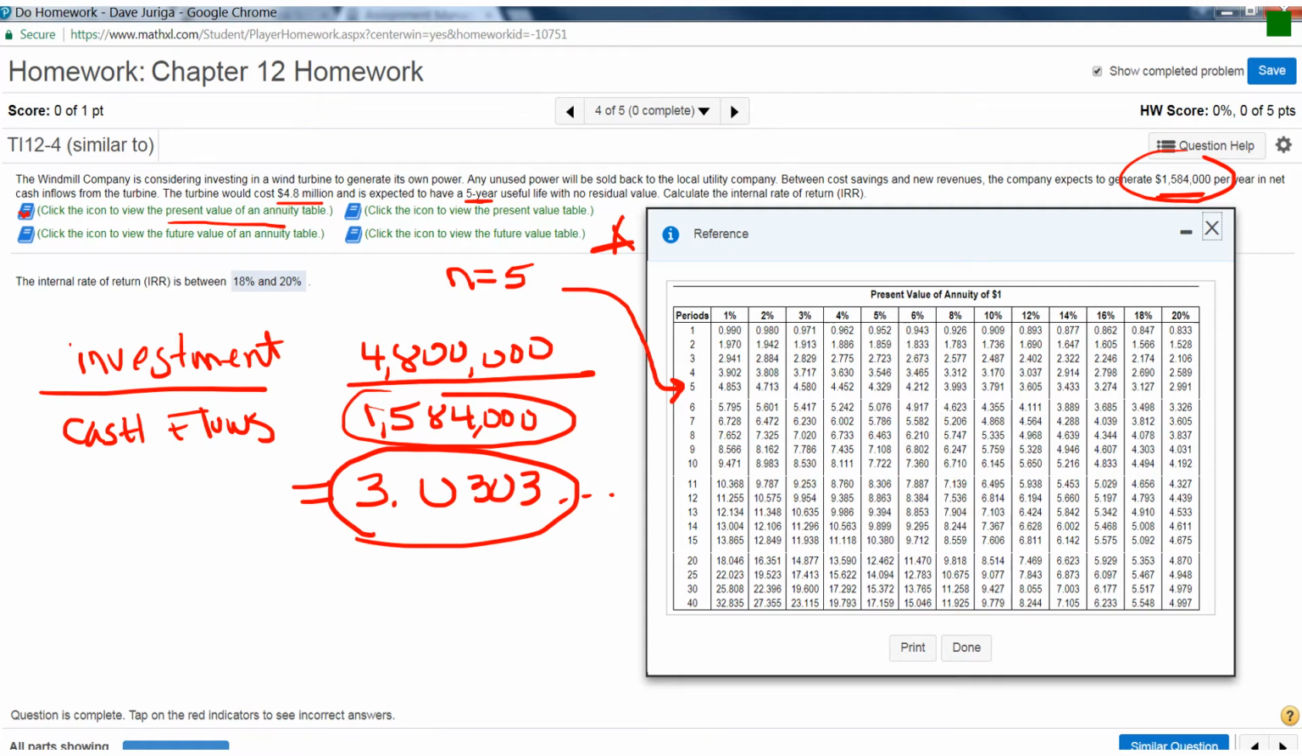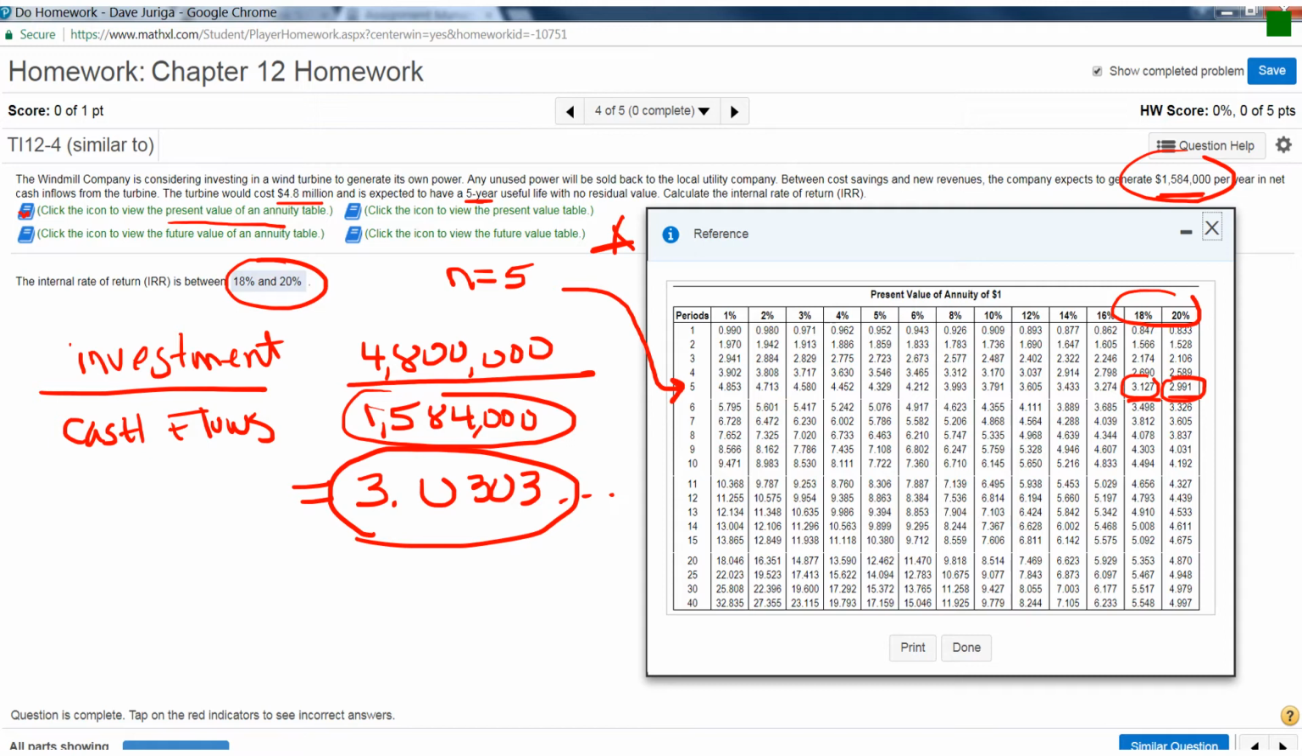As I start to look, and I look and look, I get down to the last two numbers here. I come up to 3.127 and 2.991. I know that my factor number, my IRR number, is going to be between these two numbers. So what that tells me is my internal rate of return will be between 18 and 20%. And you'll notice that is the correct answer. Because this is a trial and error process, we know it's somewhere between 18 and 20%. That's all you have to say.